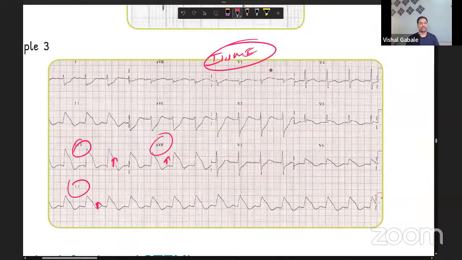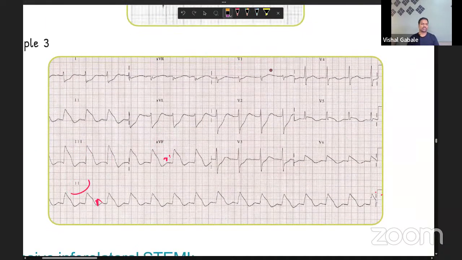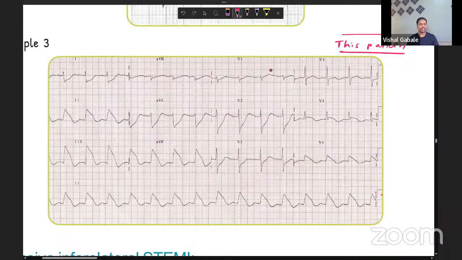This is written over here. What is this pattern called, guys? Anybody? Quickly. Shark fin. Very good. Shark fin pattern. Very nice. Please mute yourself and write down your answers. So this pattern is called the shark fin pattern.